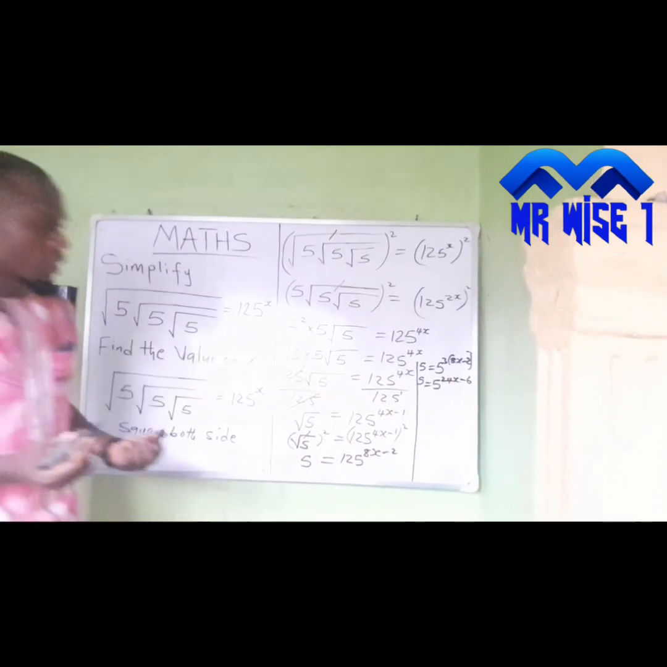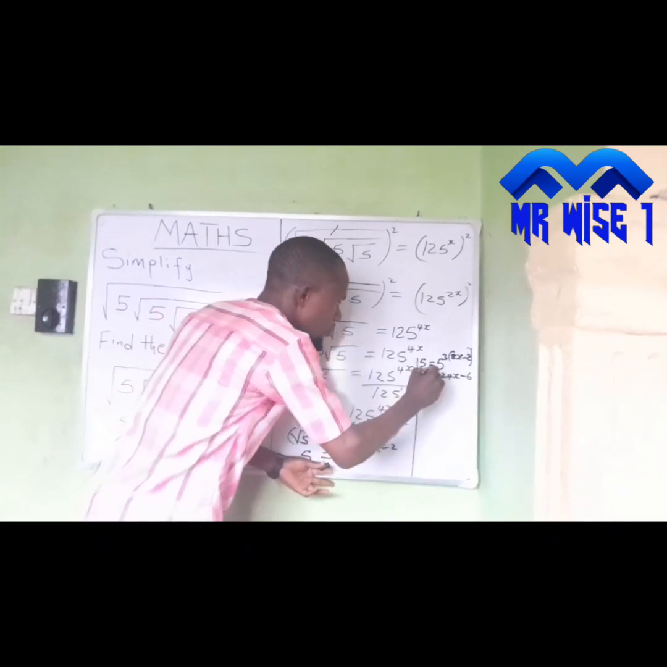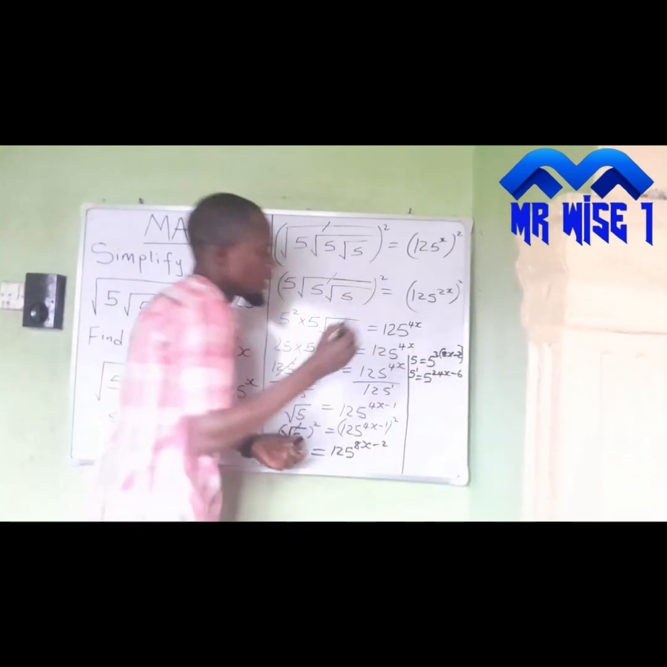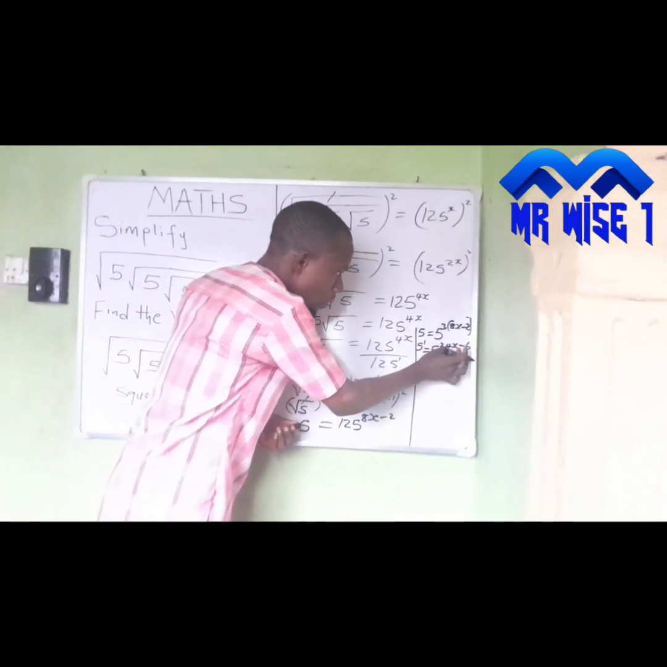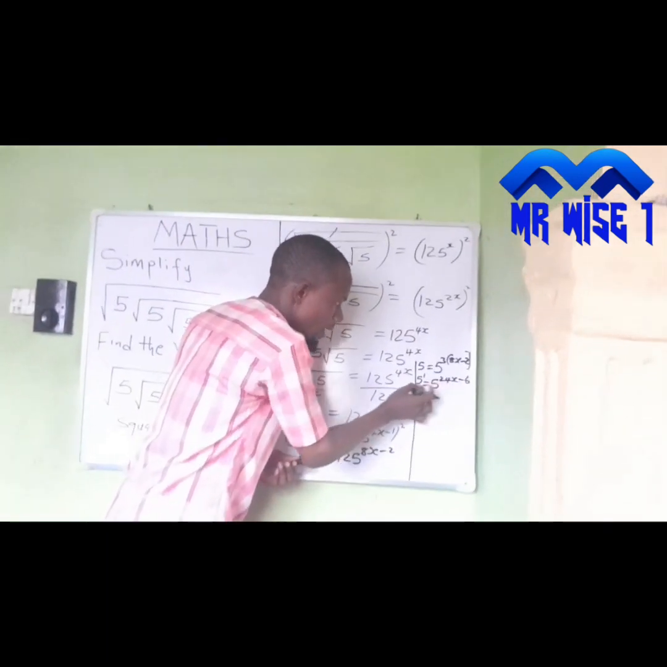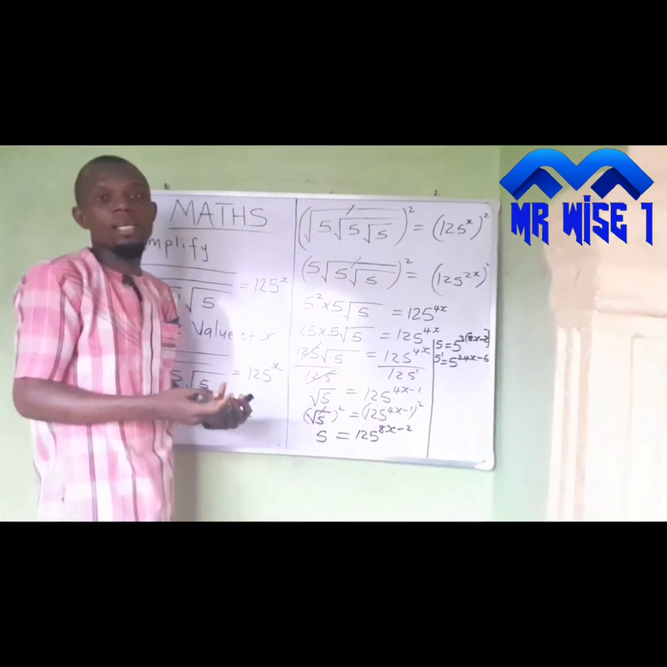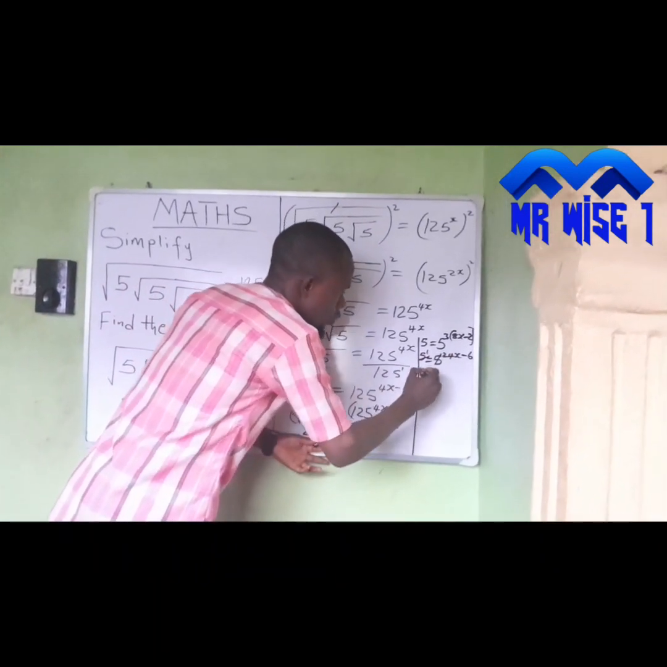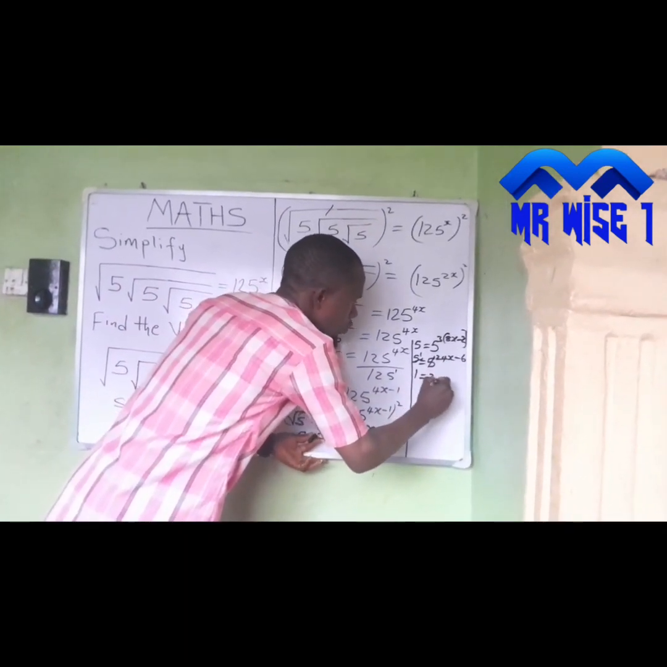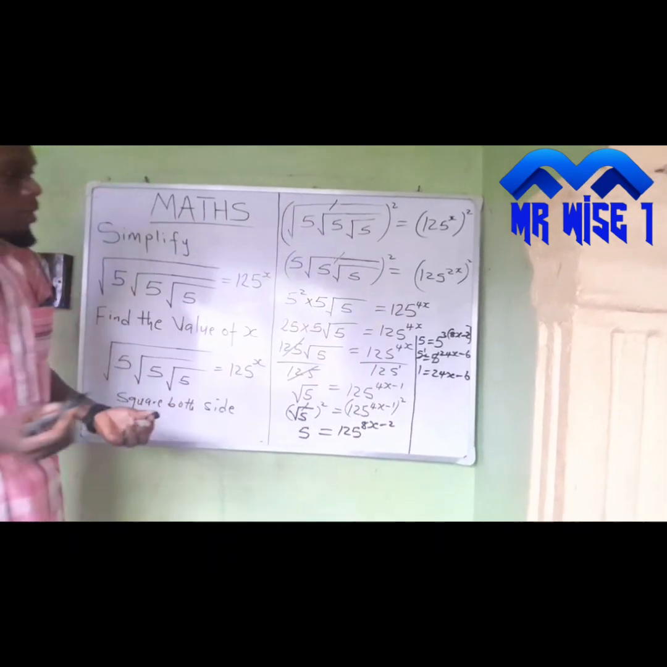If you check, the base is the same thing, so I need to put this 1 raised to the power of 1 indices. The bases are the same, but the powers are not the same thing. So I need to cancel out. This 5 will cancel this 5. So my 1 is equal to 24x minus 6.